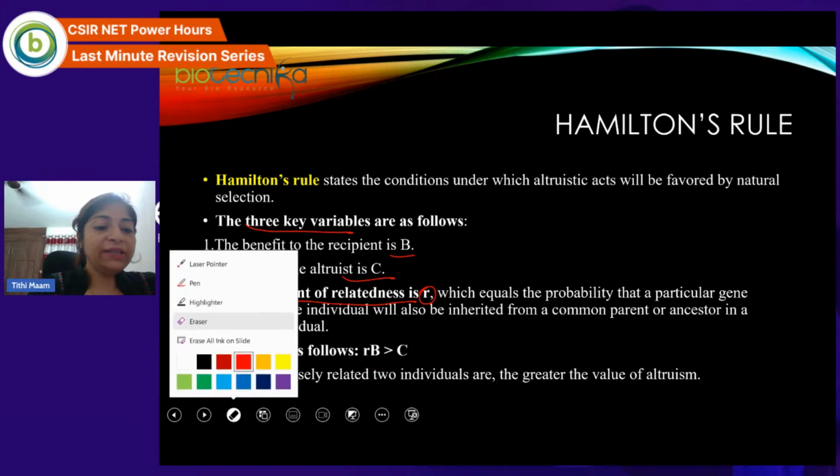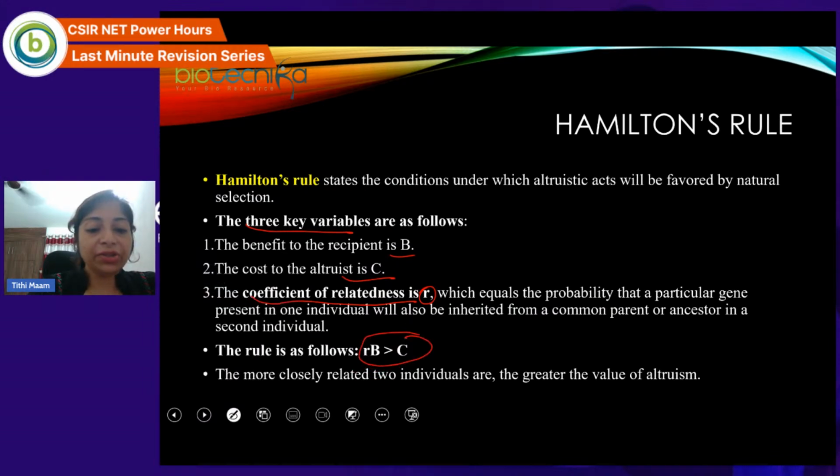So what do we mean by this? That genetic relatedness multiplied with the benefit that the recipient will receive should be greater than the cost paid by the actor, or the cost paid by the altruist. Okay, so if we keep B and C constant, then what will be the situation?